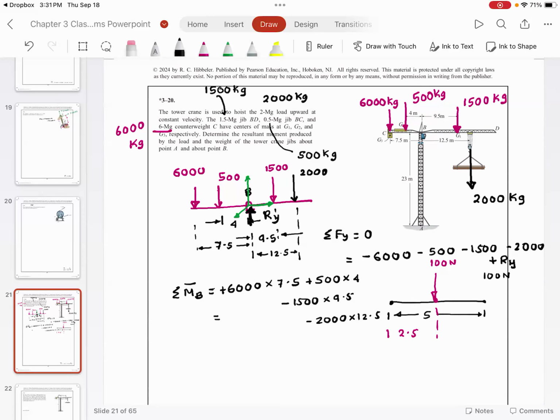Everyone understood me? Now, if I want to go forward with the boom, I do the exact same thing, but take moments about point A. And it would be the same.